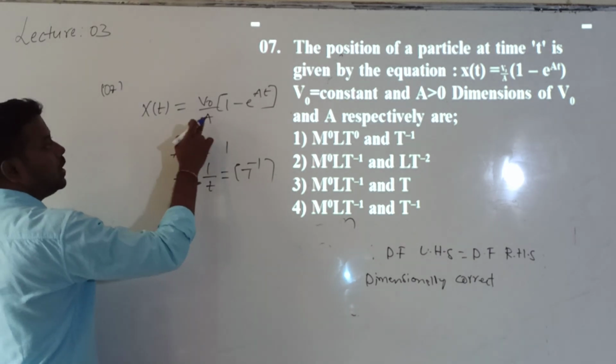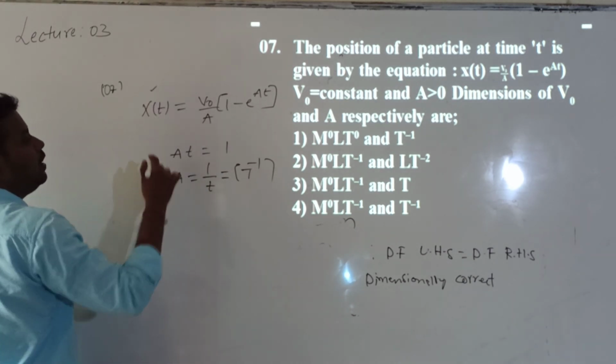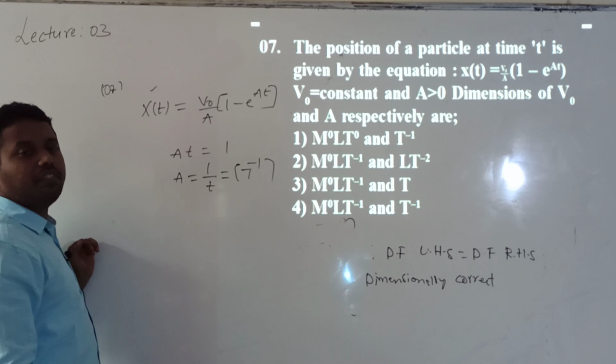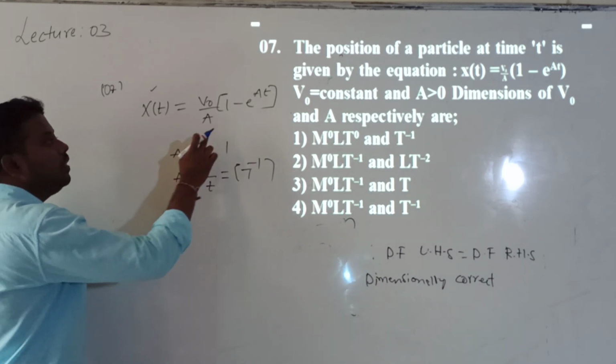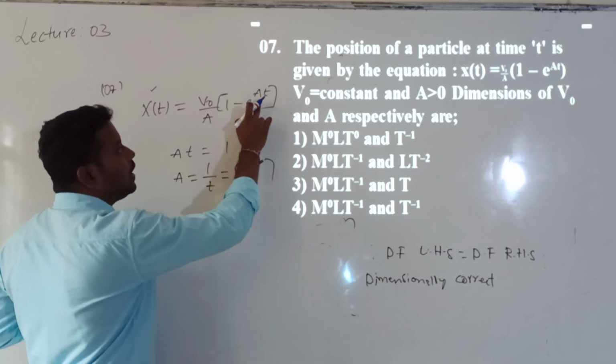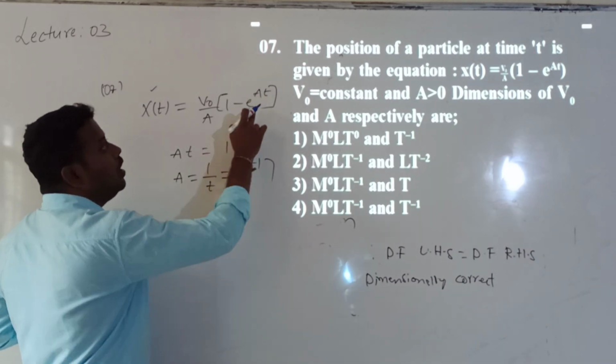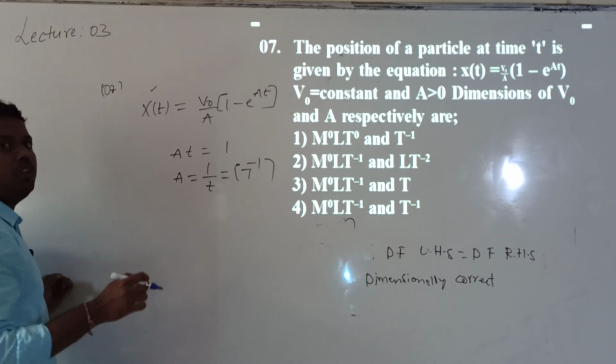Similarly, according to the dimensional formula, the terms on both sides of the equation will have the same dimensional formula. But remember, why did we write e power a into t equal to 1? To make this exponential value dimensionless.